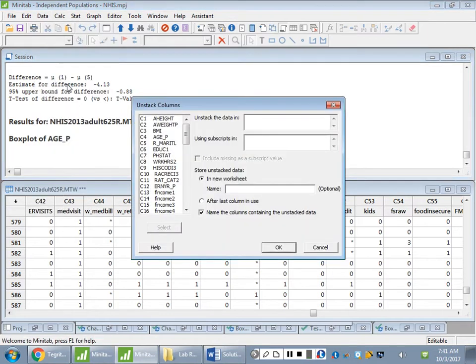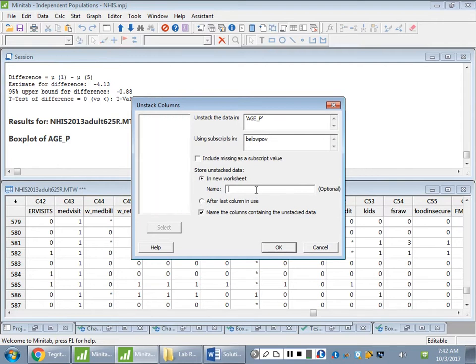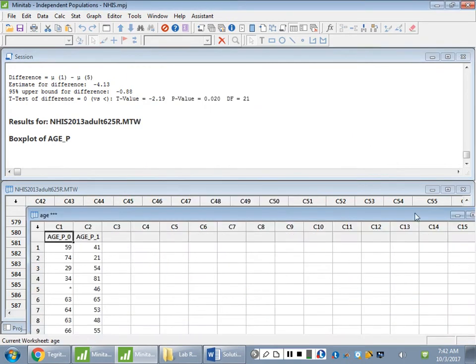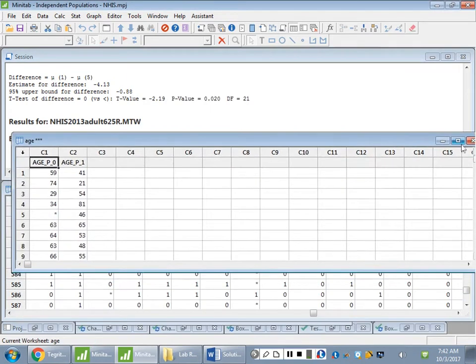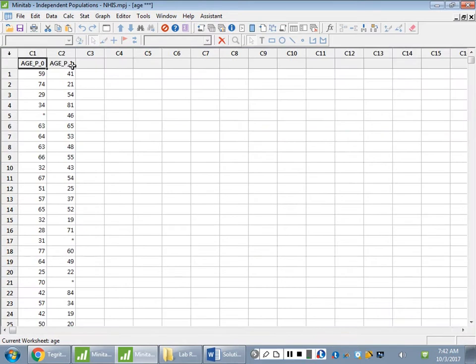unstack the columns. The first one is the response variable, so I want to unstack age by whether or not they are below the poverty level. And just to keep things clean, I'm actually going to put it in a new worksheet called age. So realize I got two columns here. I've got age 0 and age 1.